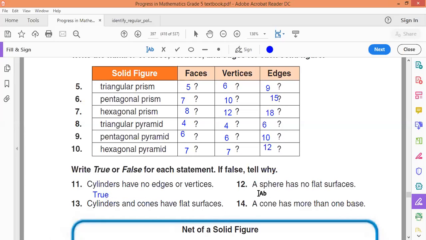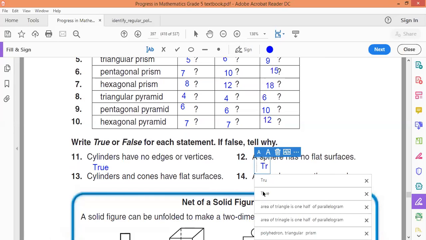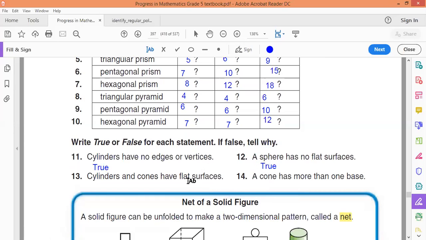True. A sphere has no flat surface. A sphere is like a ball. Does it have a flat surface? No. How can a ball have a flat surface? True.